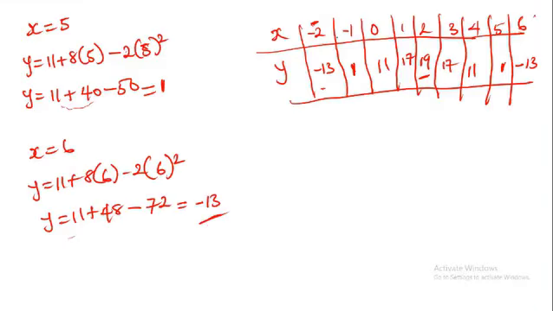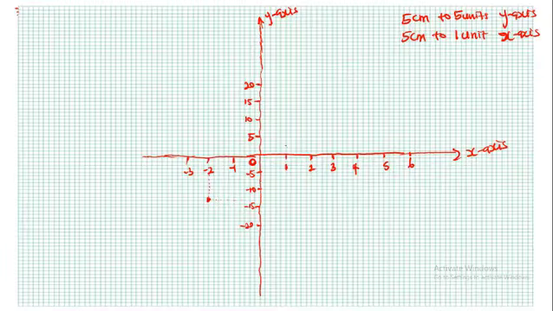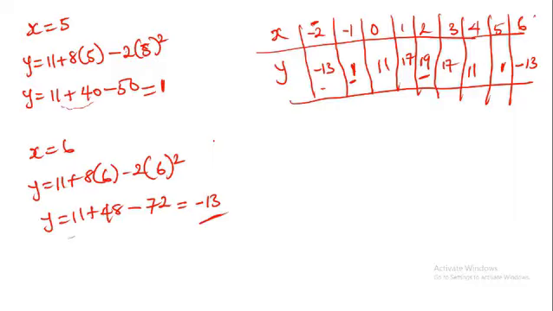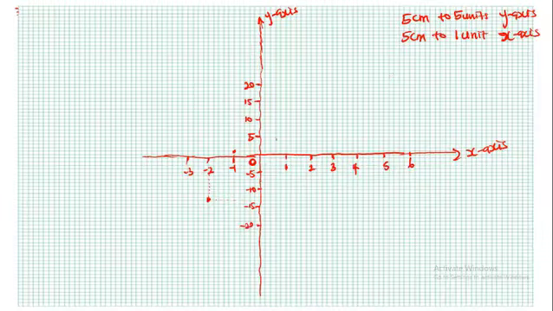Then when x is minus 1, y is 1. This is minus 1, and this is the first box here. So we have it here. Then when x is 0, y is 11. This is the point where x is 0, y is what? 11. This is 10. So here is our 11.